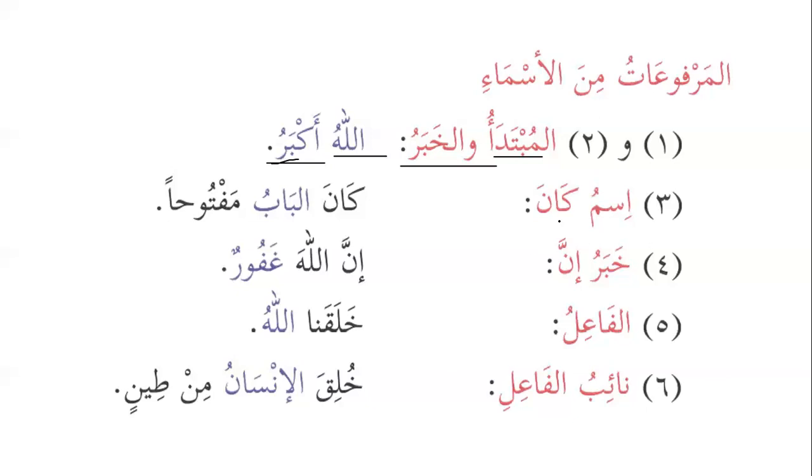Then number three is ismu kana. Kana al-babu maftuhan. And kana Allahu aliman hakima. So ismu kana is also marfu'. We know that kana comes with a nominal sentence, with the jumlat al-ismiya. And the subject becomes ismu kana, and the predicate becomes khabaru kana. So كان الباب مفتوحاً. So الباب is مرفوع over here because it is اسم كان.